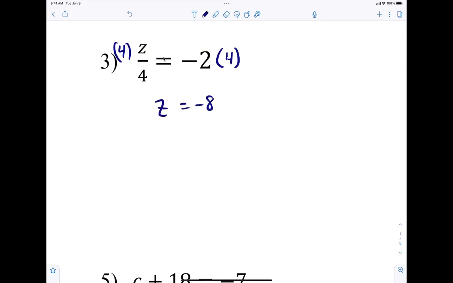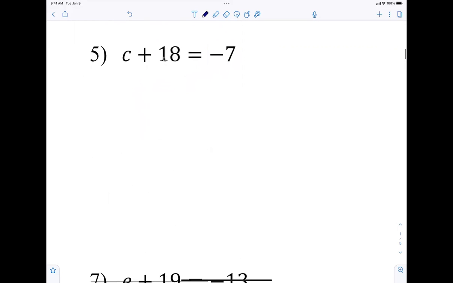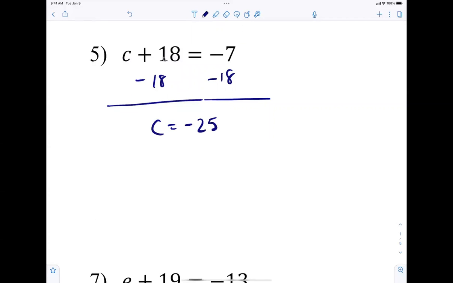Now, some of you think, this is easy. Yes, it should be easy. Now, as soon as something gets a little bit harder, you need to let me know. Let me step in. Number 5, undoing addition is what? So we're subtracting 18 from both sides. So I have C equals -25. Any issues yet?